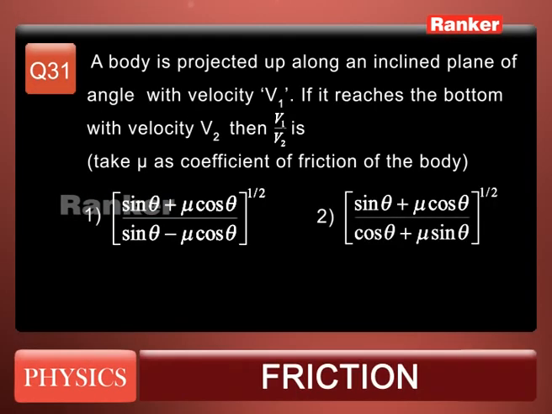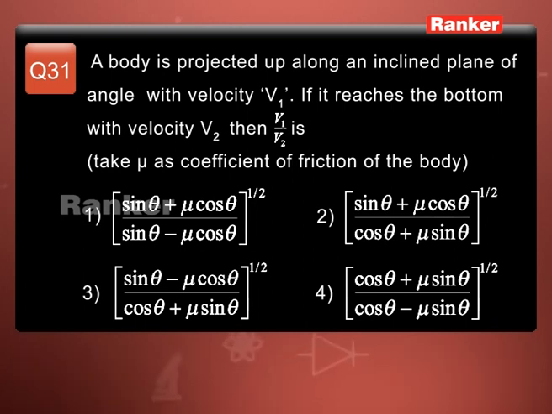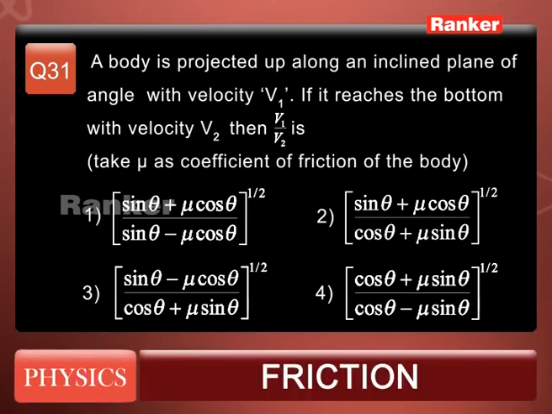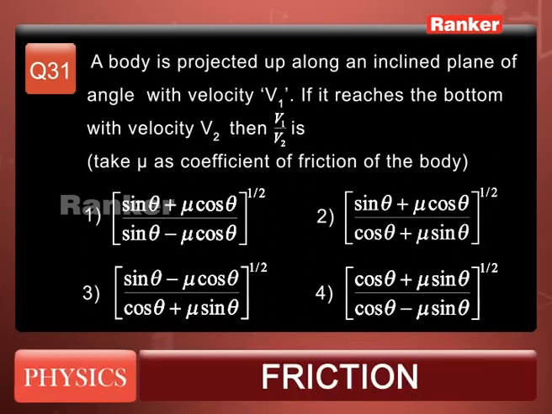The question is given as: a body is projected up along an inclined plane of an angle theta with velocity v1. If it reaches the bottom with velocity v2, then we have to find v1 by v2. Take mu as the coefficient of friction of the body. The first option is given as (sin theta plus mu cos theta by sin theta minus mu cos theta) to the power 1 by 2. Second option is (sin theta plus mu cos theta by cos theta plus mu sin theta) to the power 1 by 2.